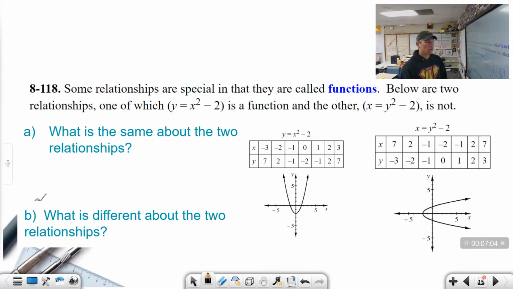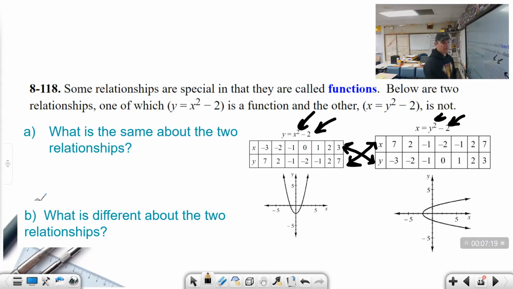Okay, welcome back. You should have said something about exponents. You could have said something about the -2. You could have said something about how these tables look similar and yet opposite. You could have said something about how these are both U-shaped graphs. Okay? What's different about these? Pause the video to write a sentence about what is different about these two.